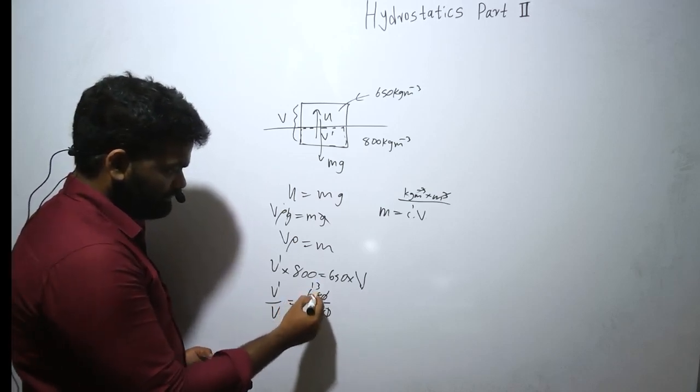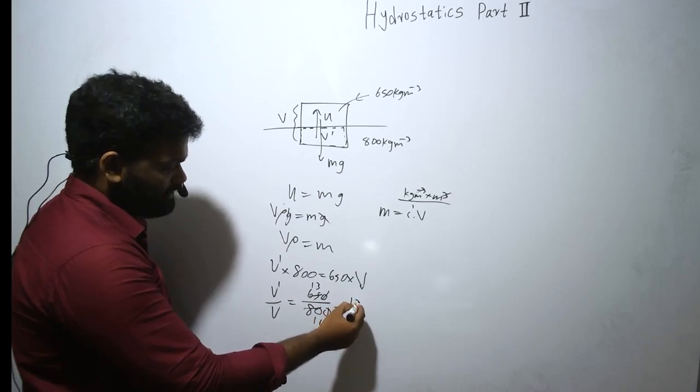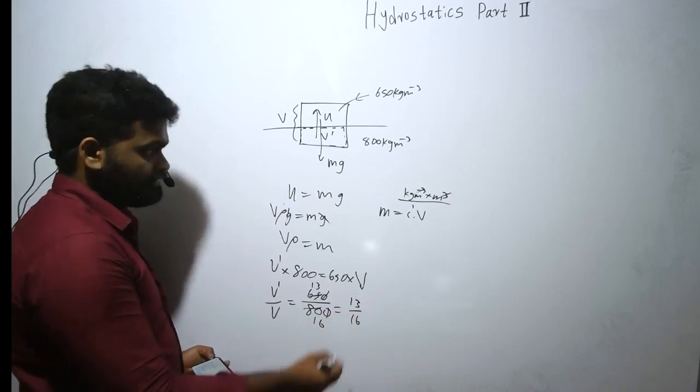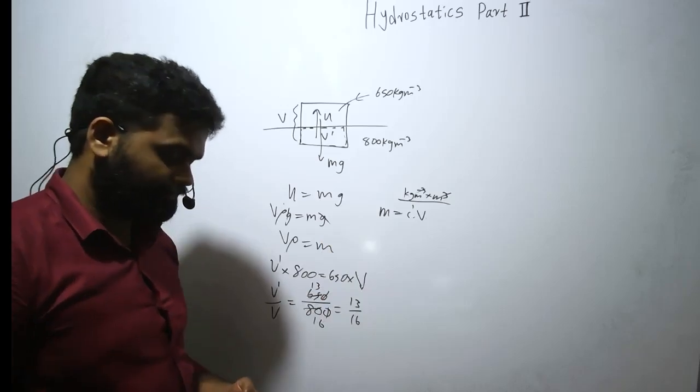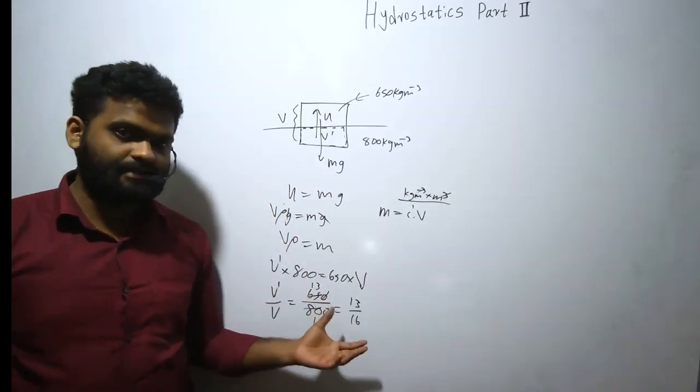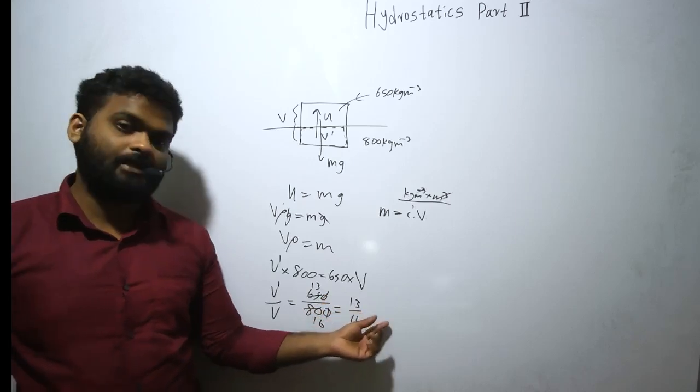Divided by 5, 13, 16. 13 divided by 16. Right? So that is the second answer there. Okay? So if they have asked for a percentage, all you have to do is just multiply this by 100%.